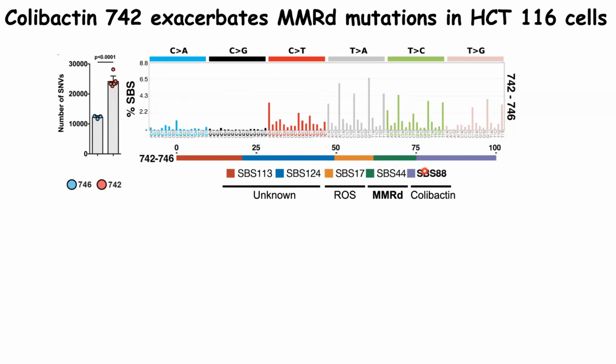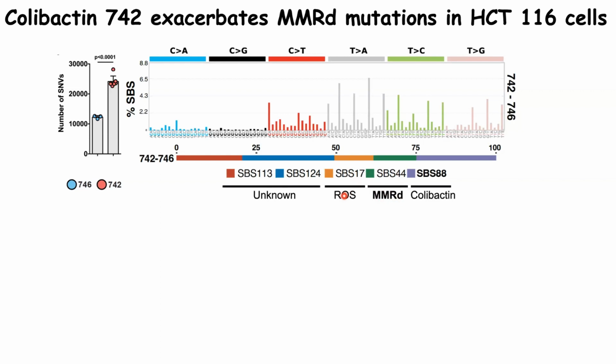coli from Hans Clevers' group in Holland. So they were using organoids and the bacteria. Now we're using a molecule, and we show the same signature, SBS 88. This one is a mismatch repair deficiency. You see this signature, SBS 44, when you have mismatch repair deficiencies, which is often found in colorectal cancer.